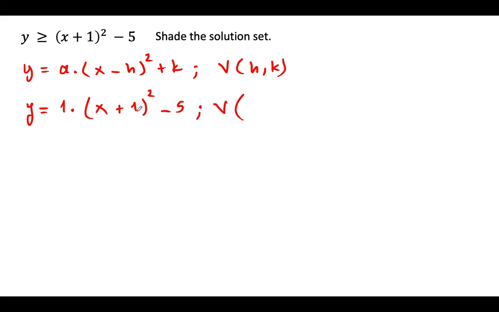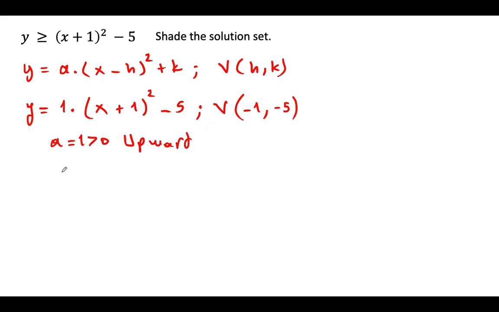The vertex is directly, this is positive 1. So negative h is positive 1, so positive h is negative 1. Always the opposite sign. So h is negative 1. And positive k is negative 5, so k is negative 5 directly. The function itself, a is 1. A is 1 means greater than 0, so it will open upward. Okay, so the vertex, I know what I need.